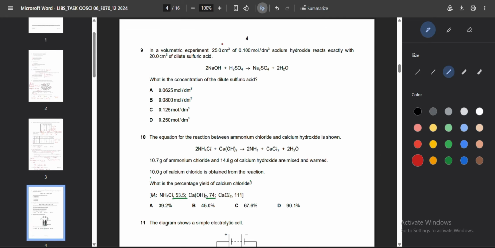Question number 9 is that in a volumetric experiment, 25 cubic centimeter of this much concentration. So what is given? This is the volume, this is the concentration of sodium hydroxide, which reacts exactly with this much volume of sulfuric acid. The equation is given and we have to find out the answer by doing the calculations. Alright, so we can write the equation later, but first write the data which is given.